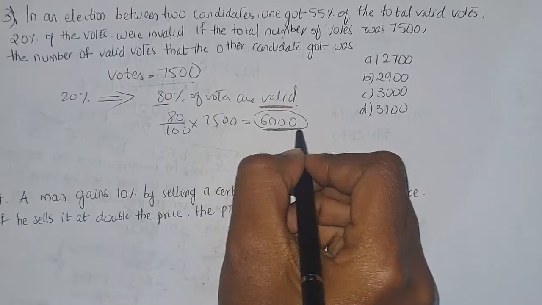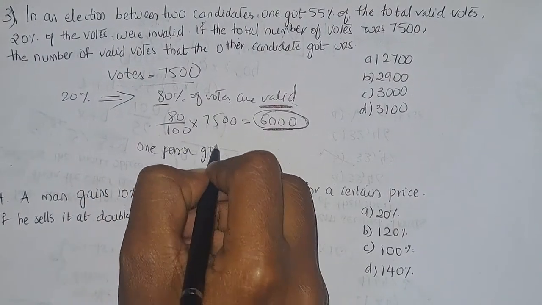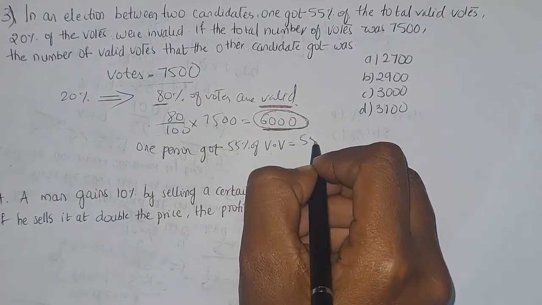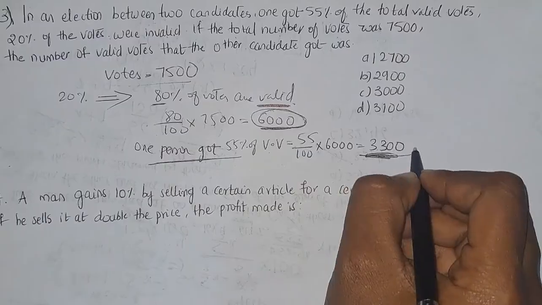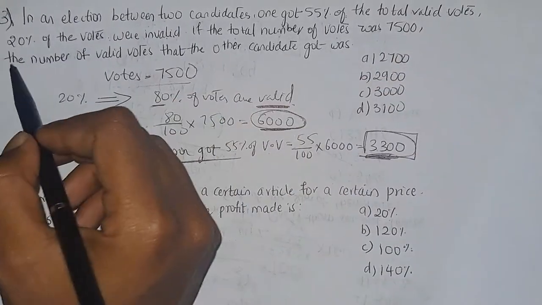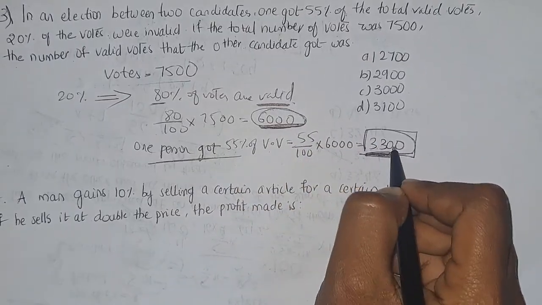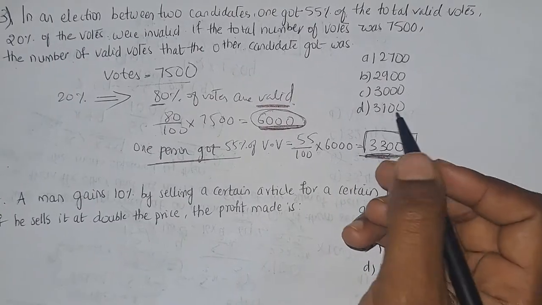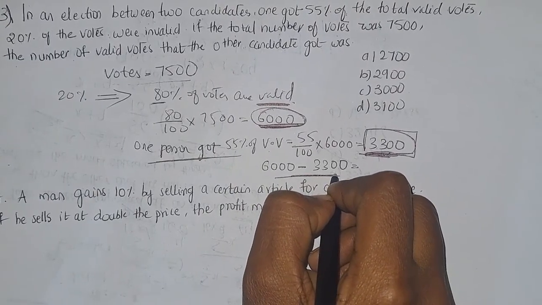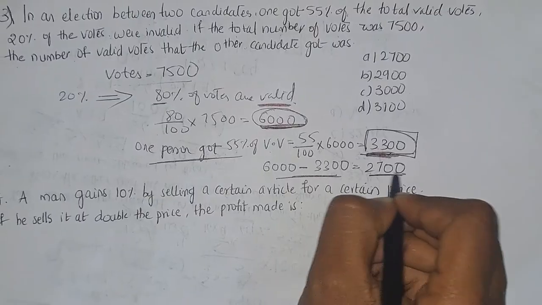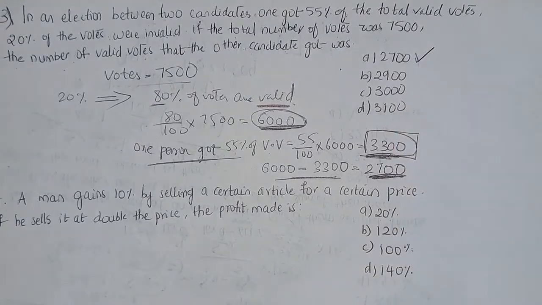So 6000 is the valid votes, and one person got 55% of the valid votes, which is 55 by 100 into 6000. You will get 3300. So one person got 3300 votes. But what is the question? The number of valid votes that the other candidate got. The valid votes are 6000 and one person got 3300, so the other candidate's votes are 6000 minus 3300, that is 2700. So the number of valid votes the other candidate got is 2700. So option A is the right answer.